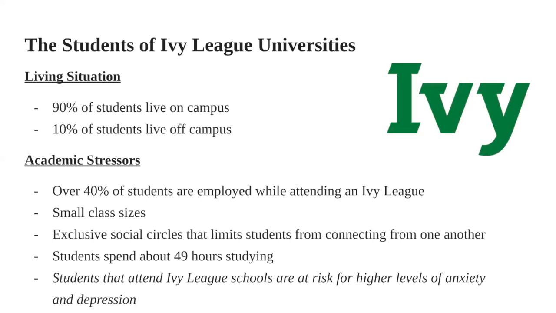Now, on this slide here, we're talking about the Ivy League universities and some of the living situations. So 90% of students do live on campus. 10% do not live on campus. Some of the academic stressors are that about 40% of students are employed while attending Ivy Leagues. They do have small class sizes, exclusive social circles that limit students from connecting with one another, and about 49 hours of study time. Students that attend Ivy League schools are at higher risk of anxiety and depression.